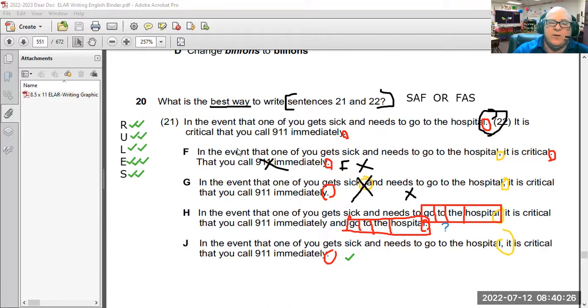And many kids don't have the endurance, so they think that all these other ones sound great and they'll pick them, and that's the problem. So we're going to go ahead and go with selecting letter J. And if it's like that, then all you have to do is fill it in.